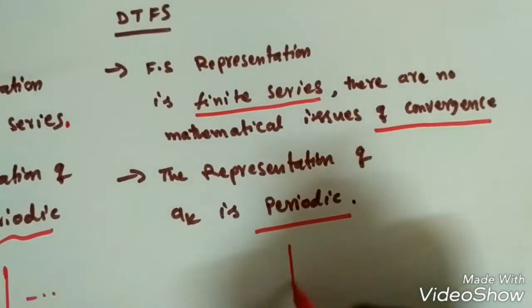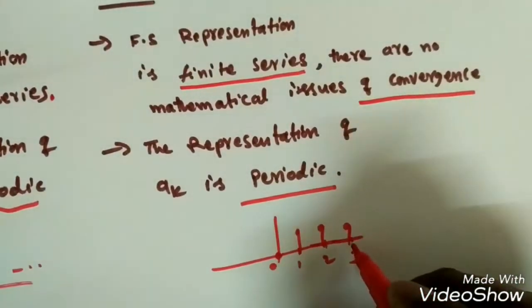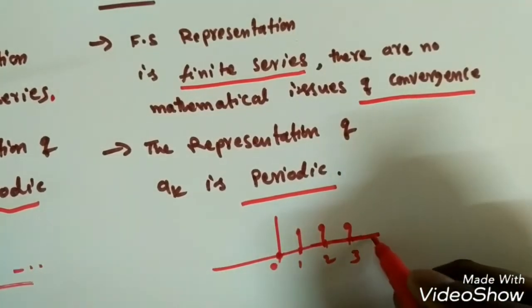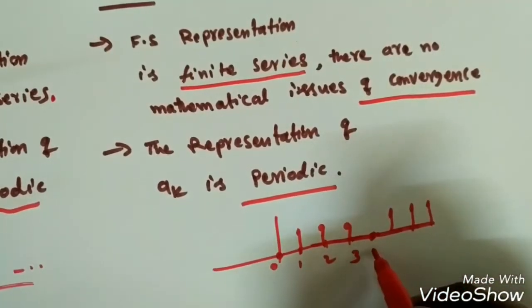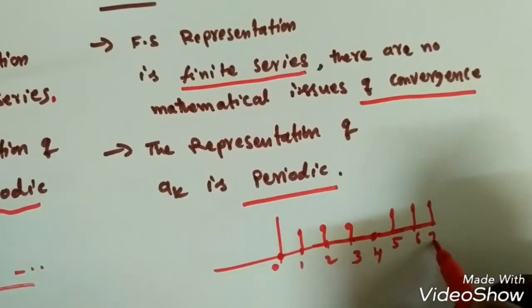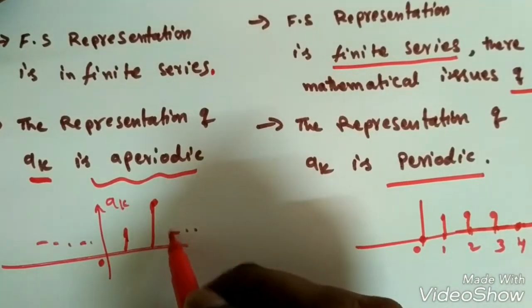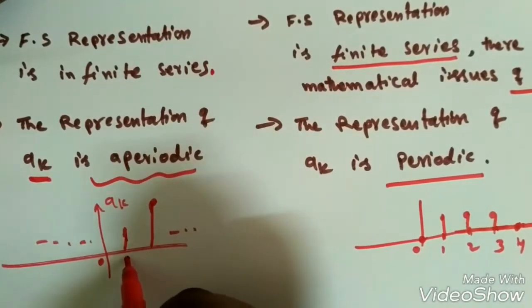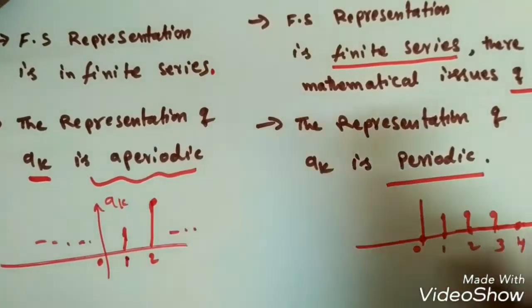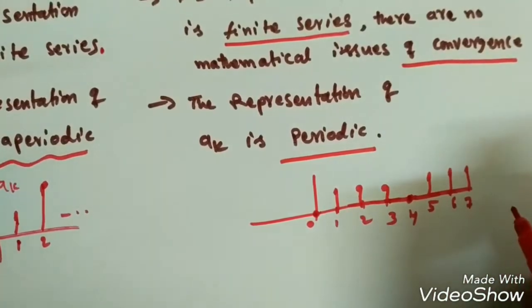Finite series means, suppose, up to 0, 1, 2, 3. Suppose it is something like this. If the period is 3, then it will repeat again: from 0, then 4, after this it will be repeated at 5, 6, 7, and so on. But in the continuous case there is no repetition. It may be continuously increasing or continuously decreasing, or it may stop, because sometimes for the Fourier coefficients the first ones are nonzero and the remaining may be 0. But here it will be repeated. It may be 0 also. It will be repeated in the discrete time Fourier series.